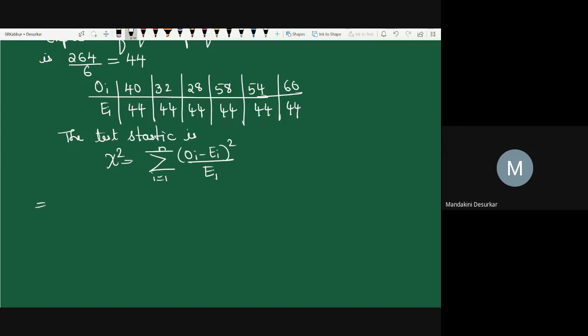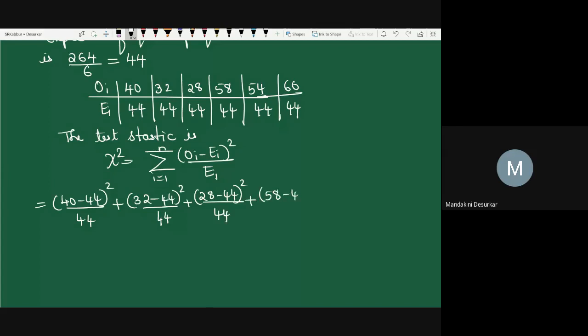Now what will I get? It is (40 minus 44) whole square divided by 44, plus (32 minus 44) whole square divided by 44, plus (28 minus 44) whole square, plus (58 minus 44) whole square divided by 44, plus (54 minus 44) whole square divided by 44, plus (60 minus 44) whole square divided by 44. Now check the value for this. Calculate and tell me what the answer should be.